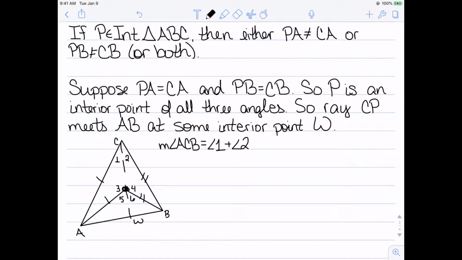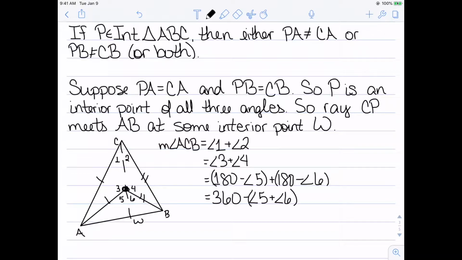I can see that angle ACB is equal to angle 1 plus angle 2. By the isosceles triangle theorem, that tells me that angle 1 is equal to angle 3 and angle 2 is equal to angle 4. So this is also angle 3 plus angle 4. I can then rewrite that as angle 3 is 180 minus angle 5, and angle 4 is 180 minus angle 6. Simplifying gives me 360 minus angle 5 plus angle 6, which gives me 360 minus the measure of angle APB.